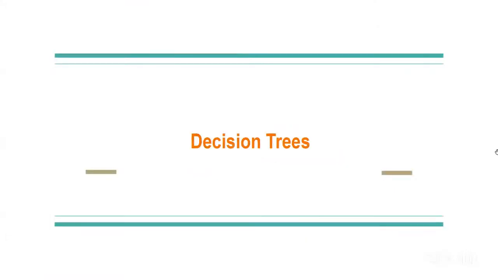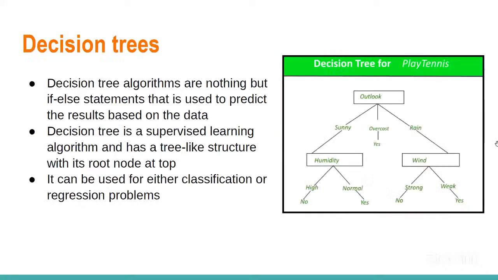Okay, this is another different model for classification. What you essentially have in decision trees is a bunch of if-else statements, and it has a tree-like structure. This is what you call the root node, and these are your leaf nodes. It can be used for classification or regression problems.